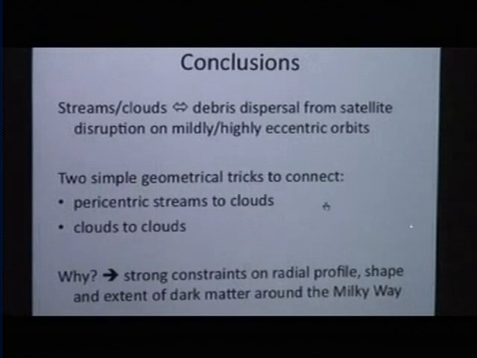So this is a summary of the conclusions. I told you a little bit about streams and clouds and how you can understand their properties with very simple dynamics. I showed you one of these 2 geometrical tricks you can use to measure full space motion from line of sight velocities and how this allows you to make connections between debris. And I told you why this is interesting in the bigger picture beyond being fun for the tiny understanding of debris structures. It's actually a way of measuring the profile, shape, and extent of the only dark matter halo in the universe that we can do this for, and that is the Milky Way's dark matter halo, in 3D, that is.